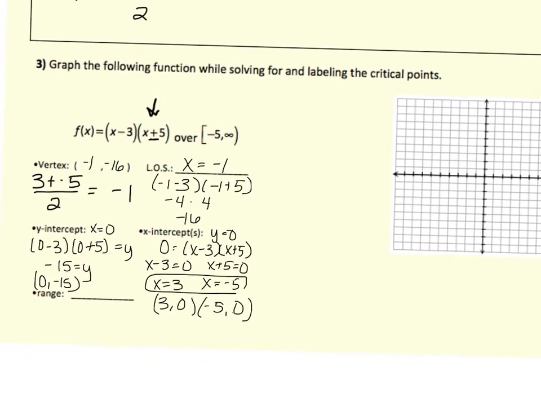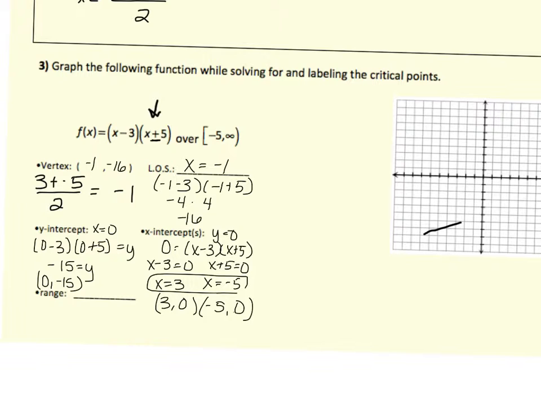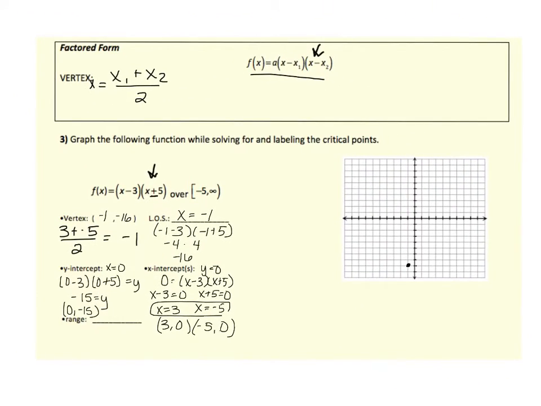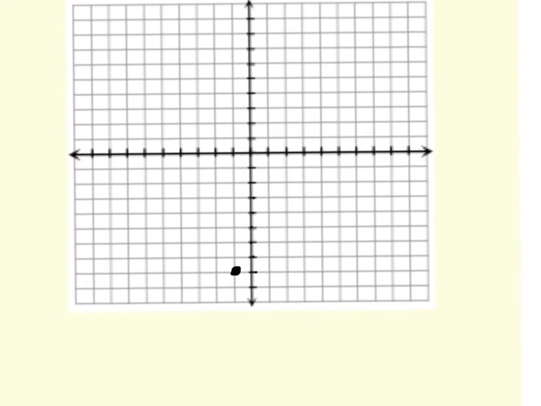So now let's go ahead and graph all these critical points here. Negative 1, negative 16. I'm going to go down by 2's here on the y-axis. So negative 1, and this is going to be 2, 4, 6, 8, 10, 12, 14, 16. So right there. So again, I just went down by 2's on the y-axis. So that's your vertex, and now your x-intercepts are 3 and negative 5. So 3, 1, 2, 3, and negative 5, 1, 2, 3, 4, 5.